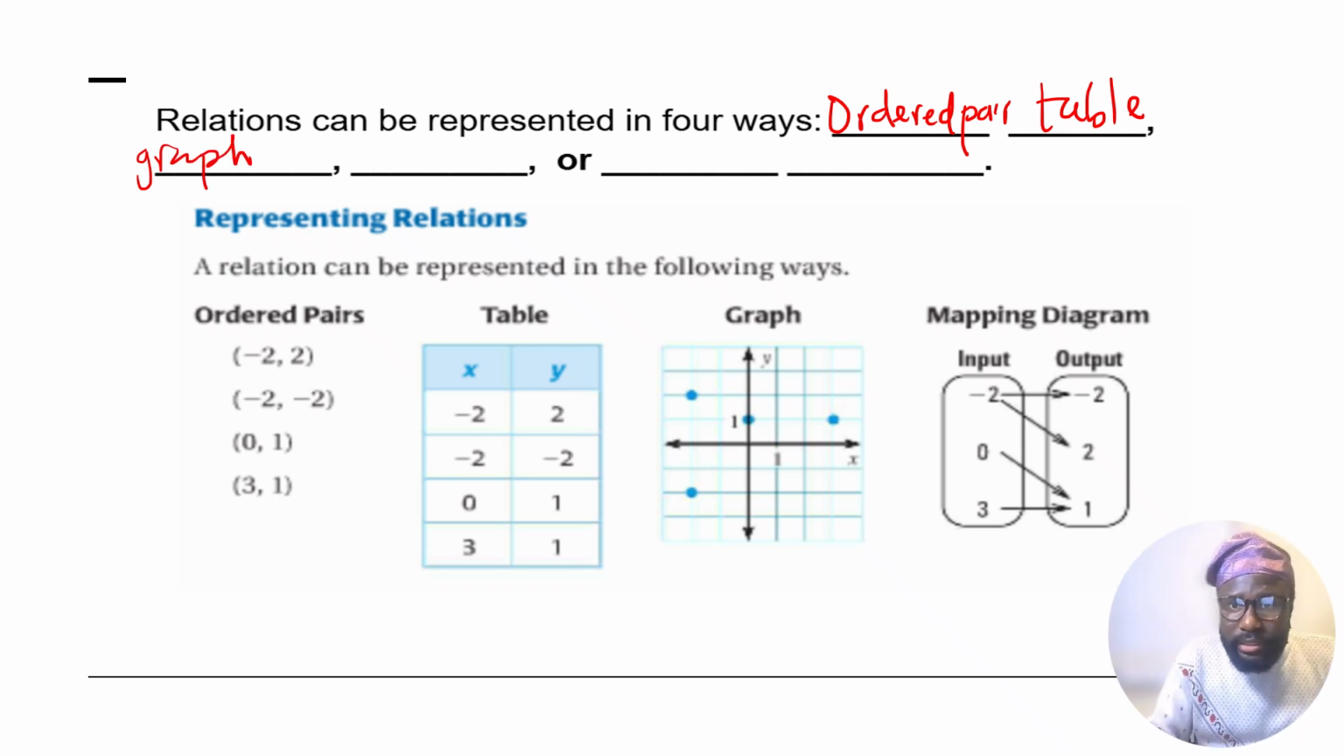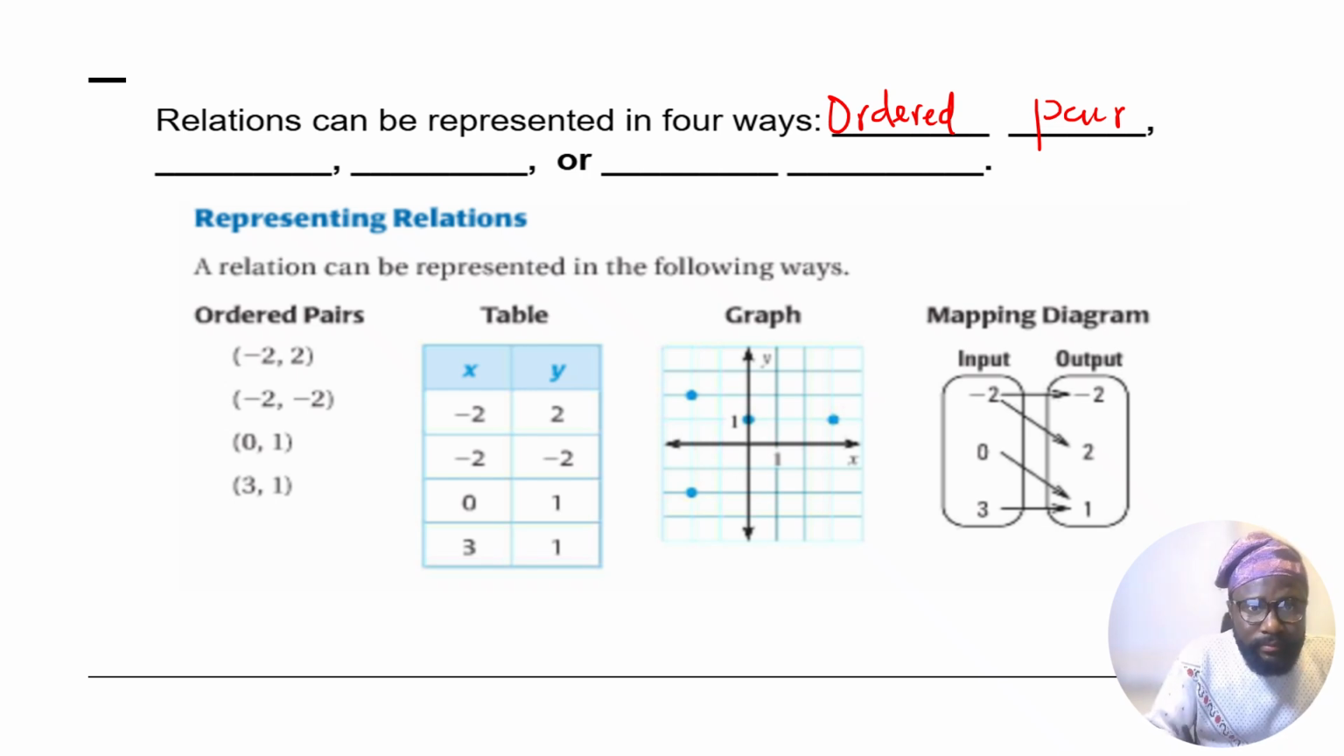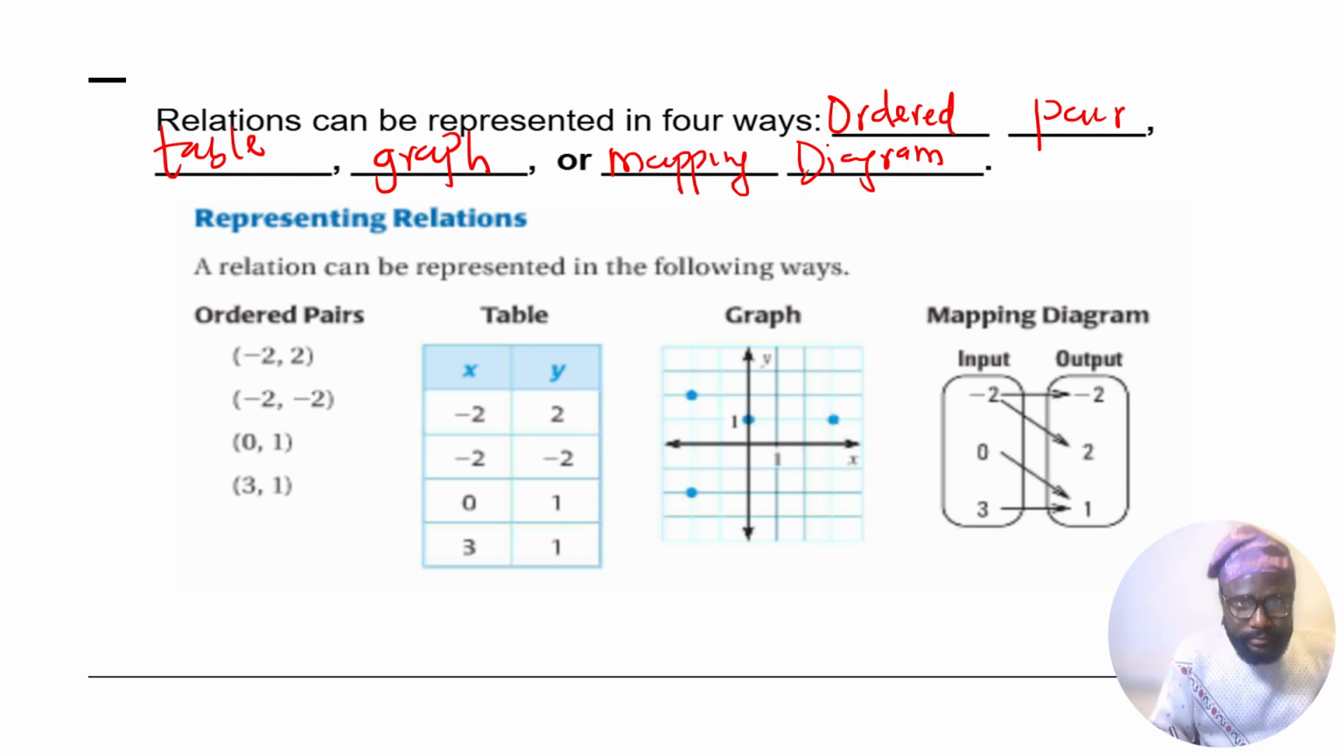And then, okay, I'm gonna clean this. Yeah, all ordered pair. I'm cleaning this also. Yep, this is table, graph, and it could be in form of mapping diagram. So these are the 4 ways you could see.